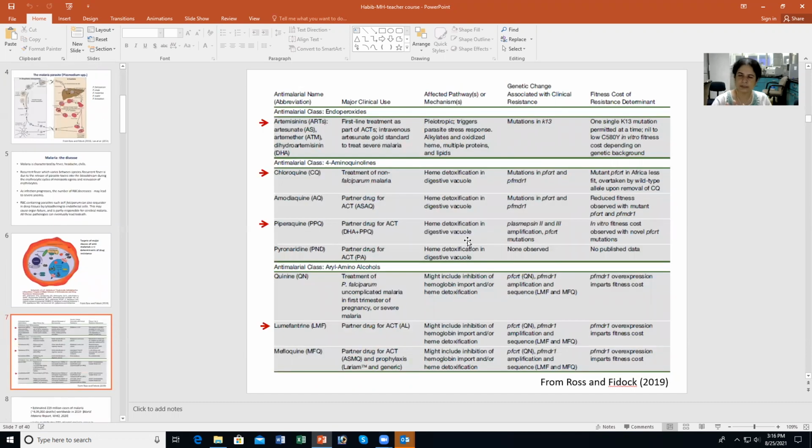Now, this is a very crowded slide, and I'm sorry for this. But basically, it tries to tell you what kinds of resistances are encountered. And this is a continuation of the previous slide that I was talking about.